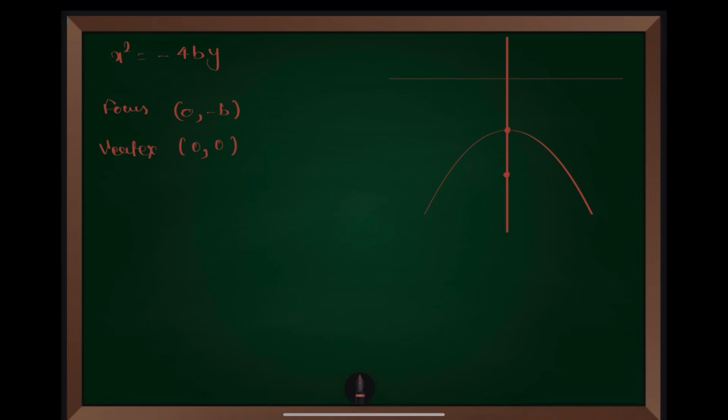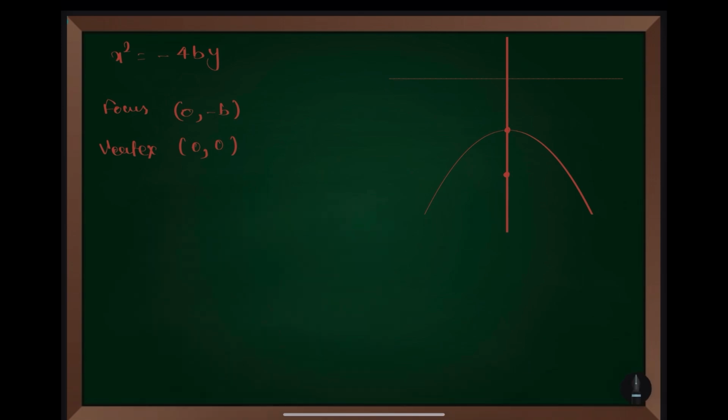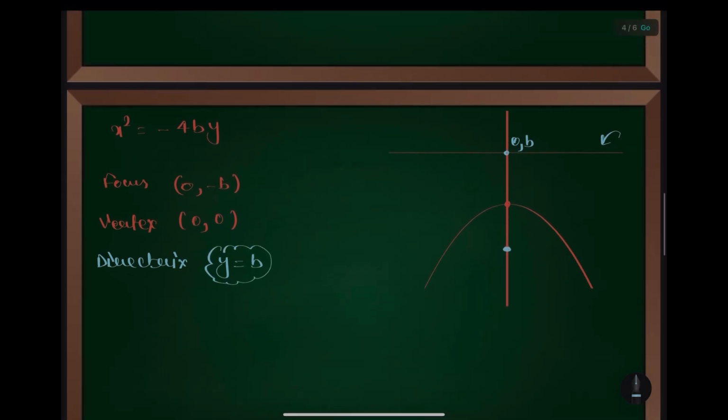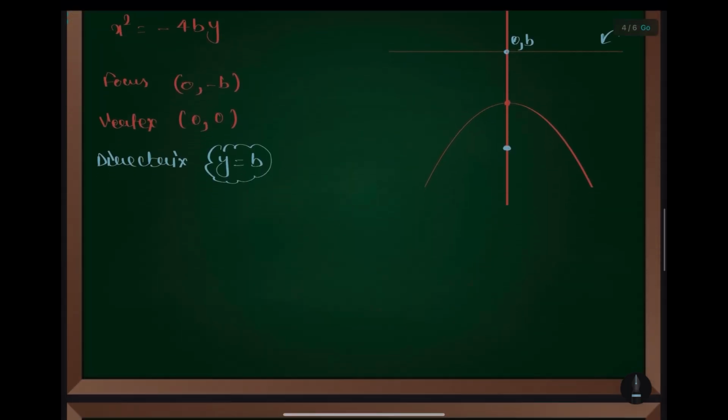I'll change the color because I feel that you guys are getting disturbed. Okay, now you know that it is directrix. And the point is 0 comma b. Correct? So can I say it is y equals to b? Earlier we got y equals to minus b. So this time we will get y equals to b.